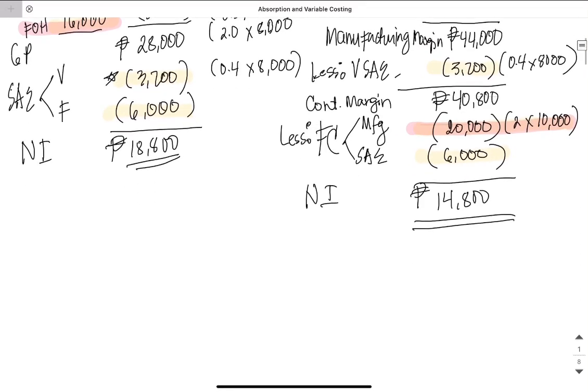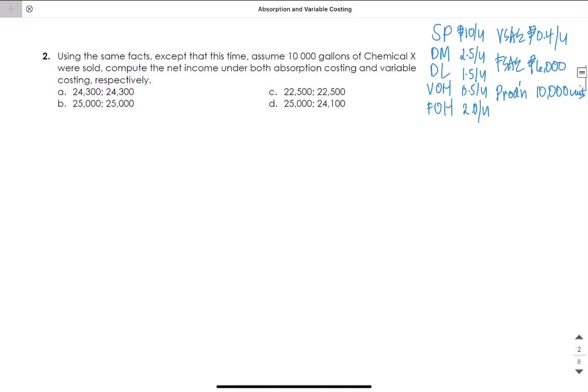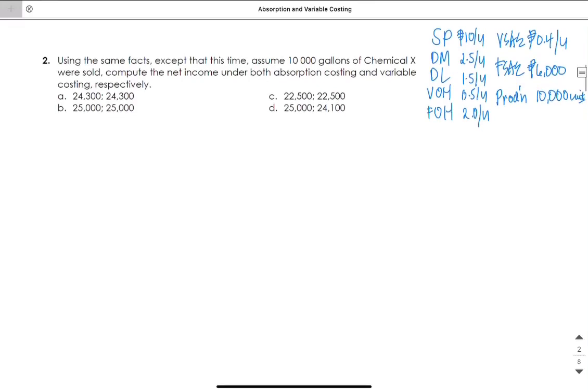Next, we have question number 2. Using the same facts except that this time assume 10,000 gallons of chemical X were sold. Compute the net income under absorption costing and variable costing respectively. So I have already placed here all the necessary facts from problem 1. We have selling price and then the cost of goods sold component, as well as your variable selling and fixed selling admin expense, and then production 10,000 units.